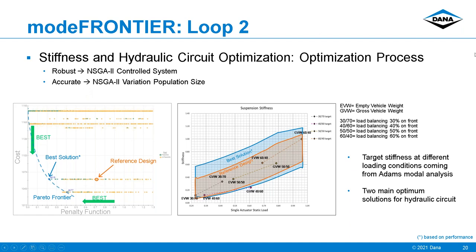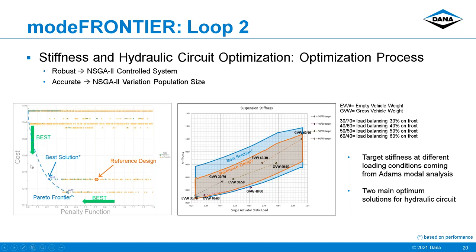For example, empty vehicle weight, gross vehicle weight, and different percentages of balancing. It was therefore possible to define a function called penalty function, whose value is zero only if all the stiffness targets are satisfied, while the farther it is from zero, the farther it will be from these target values. The objectives of this optimization were therefore the minimization of this function value and the cost minimization.